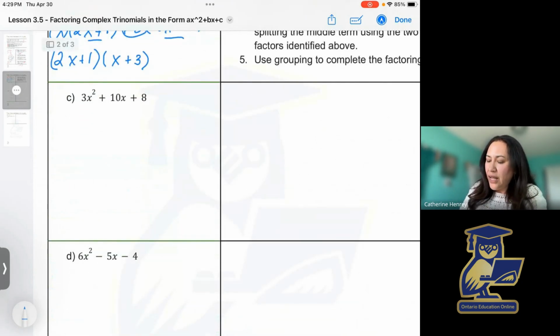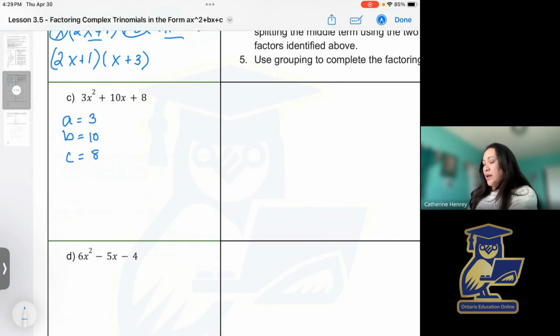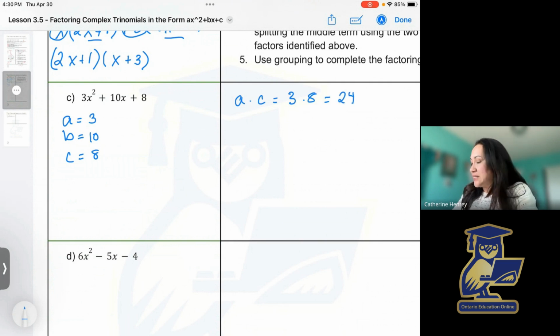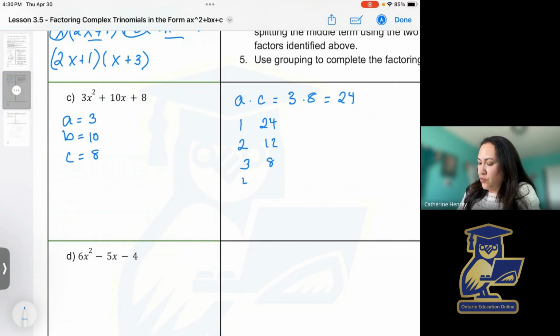So here we have an a of 3, b of 10, and a c of 8. So we have to find what our AC is. So a times c is 3 times 8. So our AC here is 24. Then we start to list the factors of 24. So we have 1 and 24, 2 and 12, 3 and 8, and 4 and 6. I think those are all.